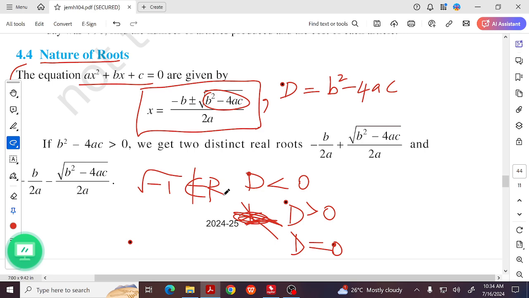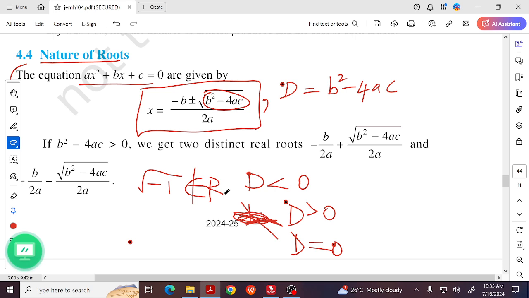Real roots do not exist. When you are getting a negative inside the root, we have to say real roots do not exist. That's it. No need to solve the answer. Even if you try, you cannot. So D less than 0, that is the meaning.